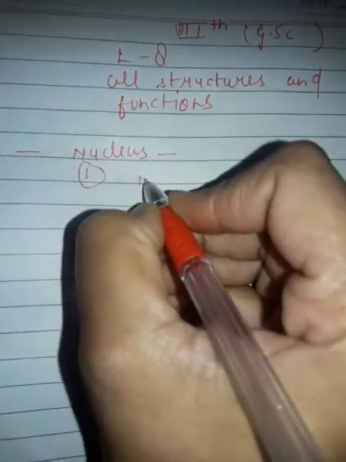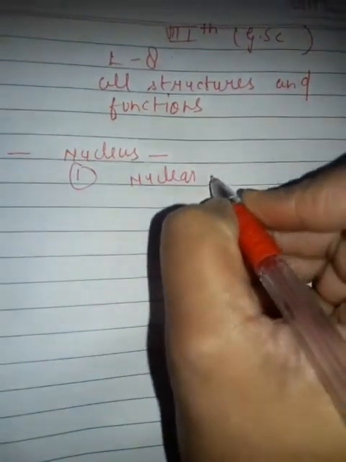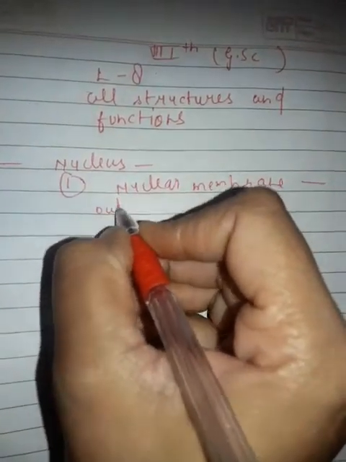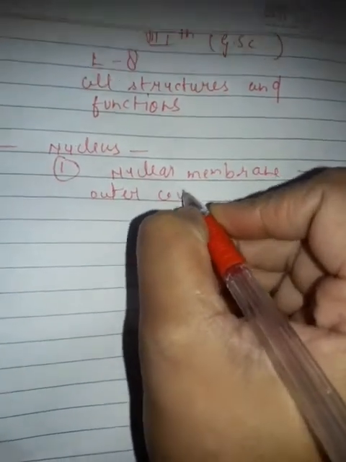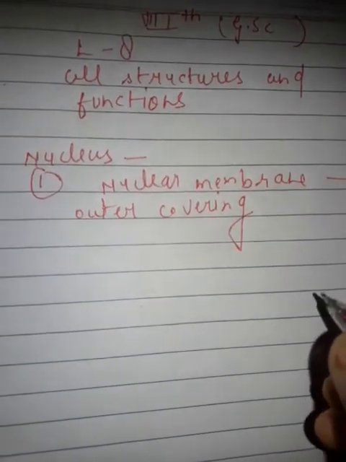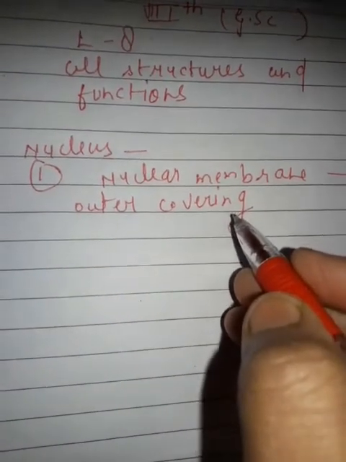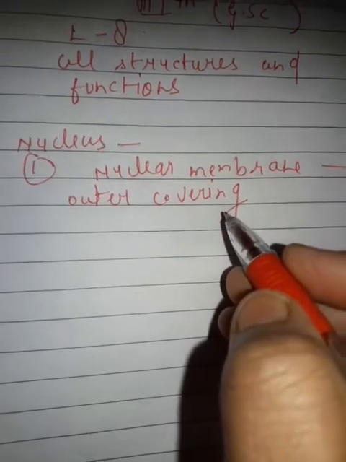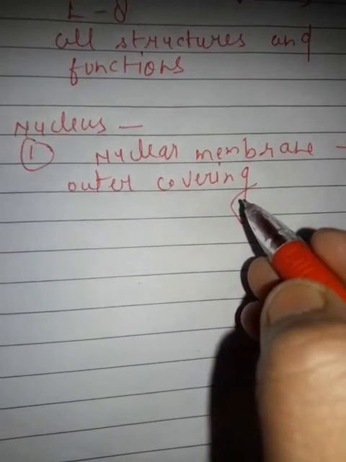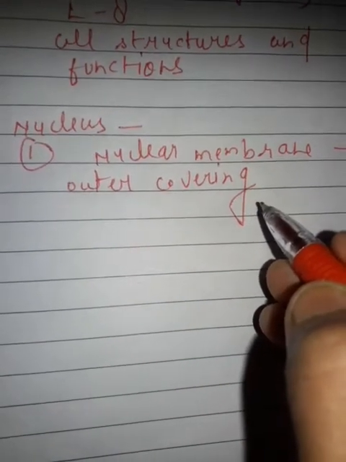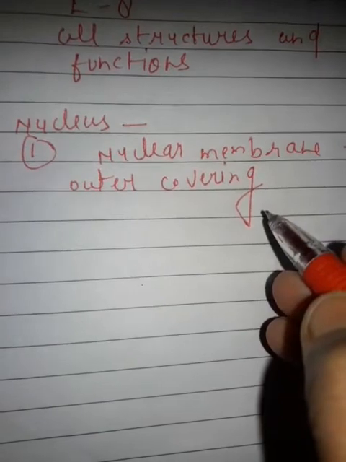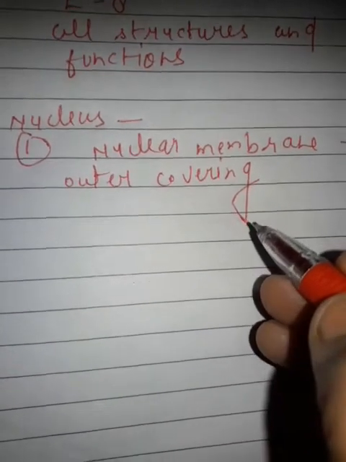First one is the nuclear membrane. It is the outer covering of the nucleus and it separates the nucleus from the cytoplasm. Like the cell membrane, the nuclear membrane is porous, having tiny holes in it which allow exchange of substances between the nucleoplasm and the cytoplasm. And the jelly fluid inside the nucleus is called the nucleoplasm.